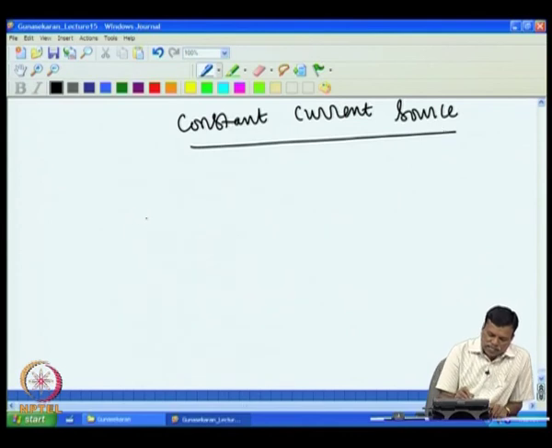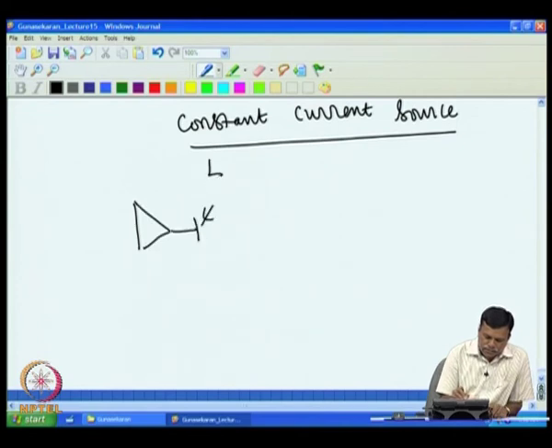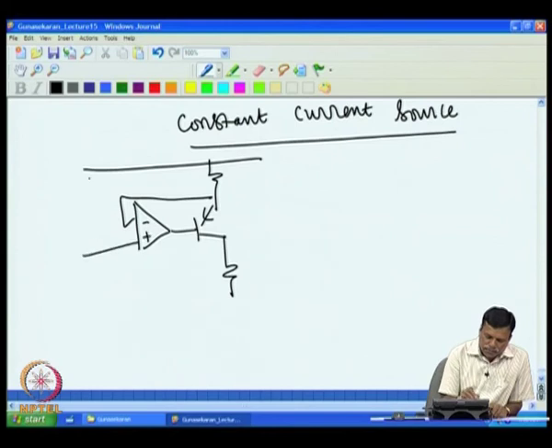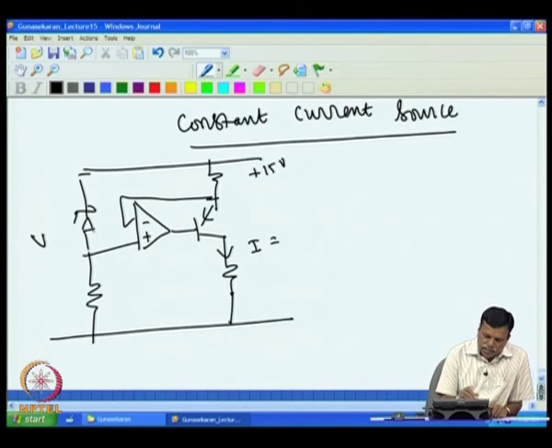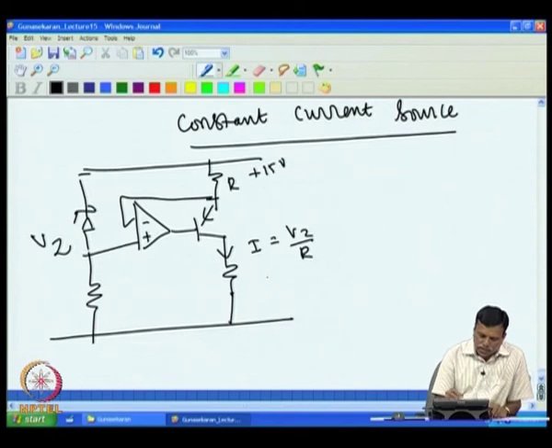So one of them we have already seen: one constant current source. For example, we have this is ground, this is plus 15. So the current flowing through this, we have said earlier, this is Vz, this R, is Vz by R. So this is a load.